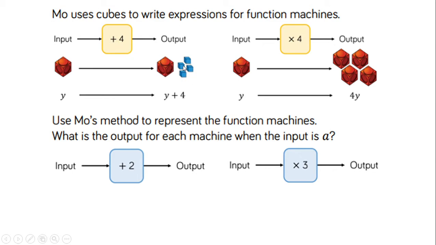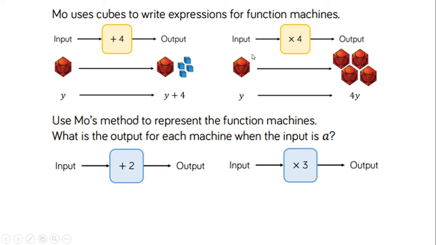We can see 4 here. Now how we write that as an algebraic expression is we start with our input representing it as an algebraic symbol. So in this case we've used y. It goes through the function machine, and the output is y plus 4. That's how we would write it.